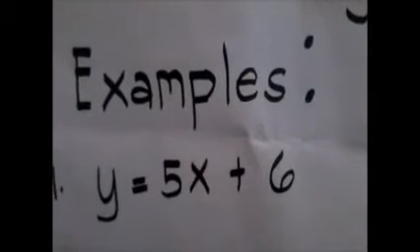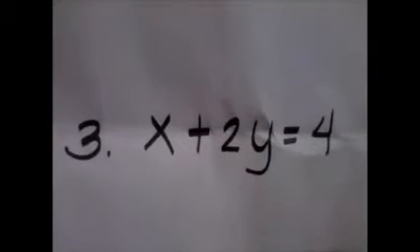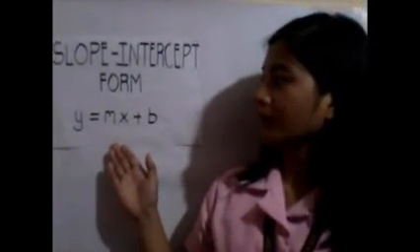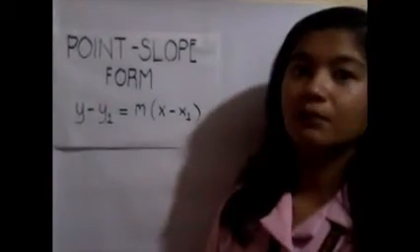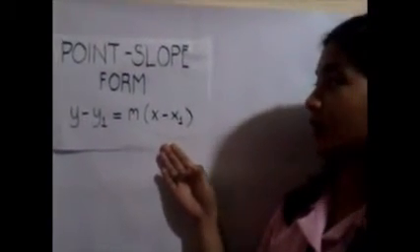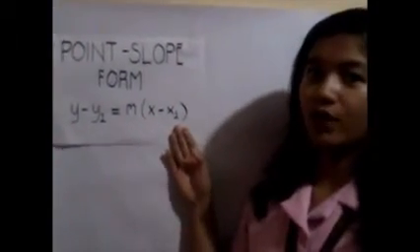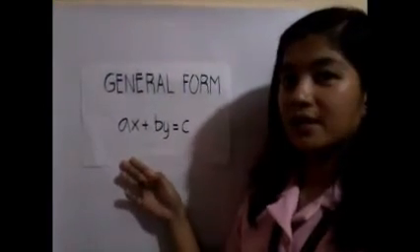y equals 5x plus 6, 12x equals y plus 2, x plus 2y equals 4. There are different forms of linear equation in two variables. These are the slope-intercept form, in symbol y equals mx plus b. Point-slope form, in symbol y minus y sub 1 equals m times the quantity x minus x sub 1, where y sub 1 is the y coordinate, m is the slope, and x sub 1 is the x coordinate. And the general form, in symbol ax plus by equals c.